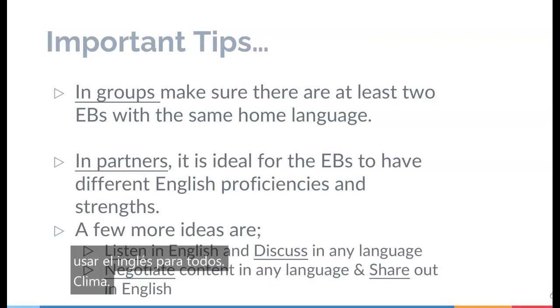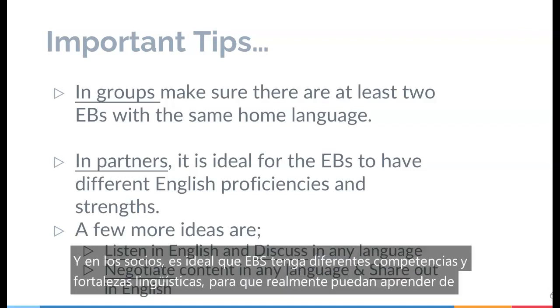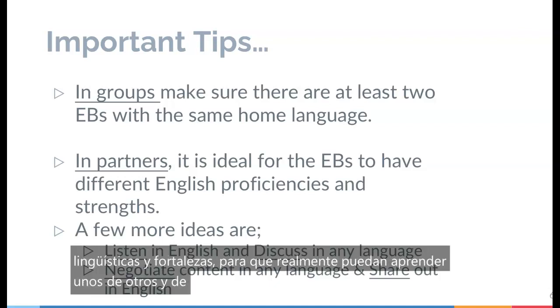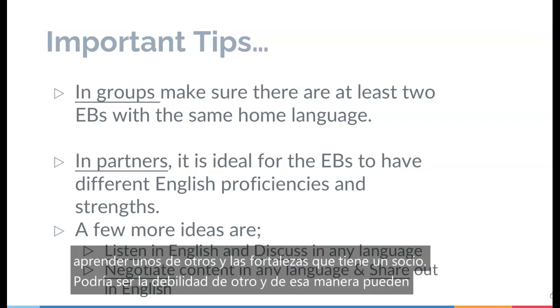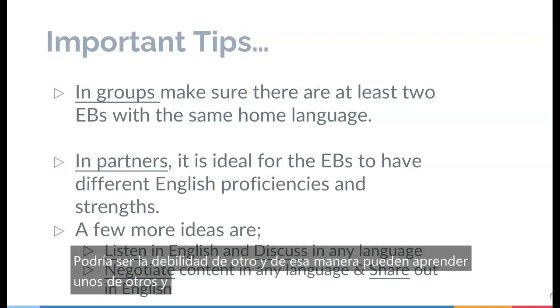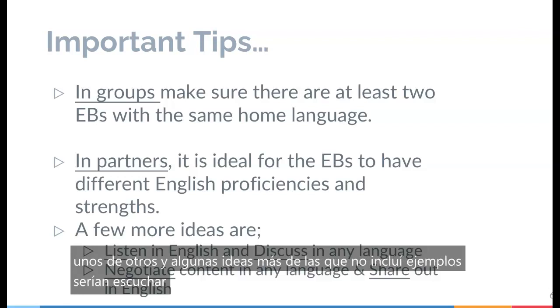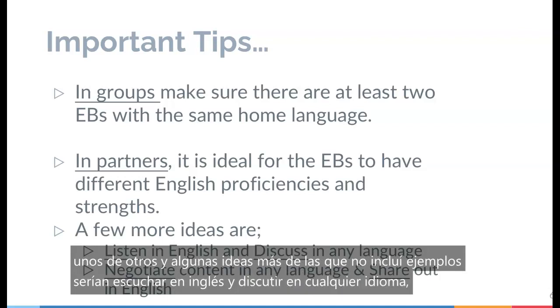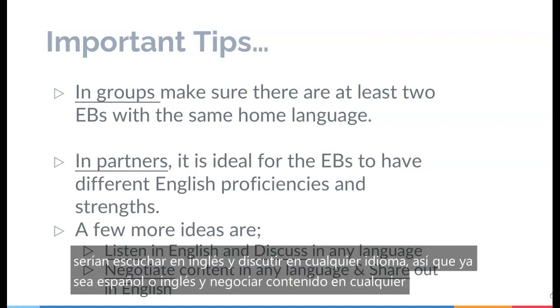And in partners, it's ideal for EBs to have different language proficiencies and strengths, so that way they can really learn off of each other, and the strengths that one partner has might be the weakness of another, and that way they can learn from each other. And a few more ideas that I didn't include examples of would be to listen in English and discuss in any language, so either Spanish or English, and negotiate content in any language and then share out in English.